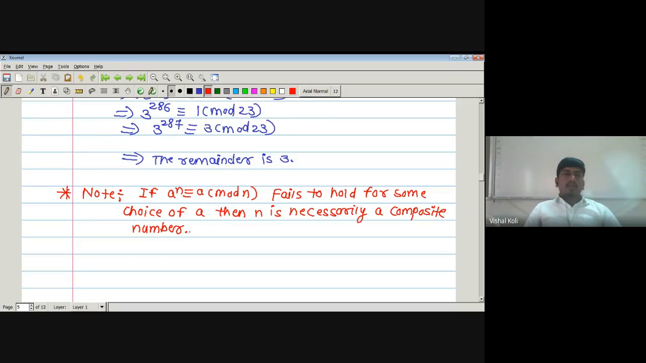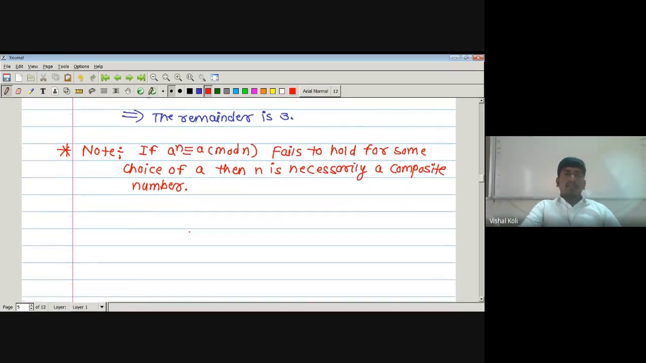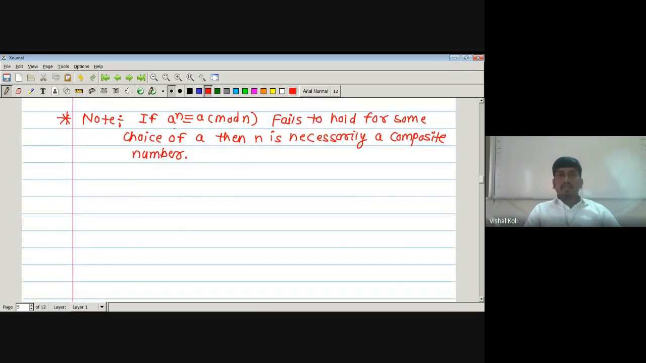This note says that if a to the power n is congruent to a modulo n fails to hold, means a to the power n is not congruent to a modulo n, then n must be a composite number. Since already we have proved that a to the power p is congruent to a modulo p for any prime p, as it does not hold, that is a to the power n is not congruent to a modulo n, then n must be a composite number. Let us check by taking one example.